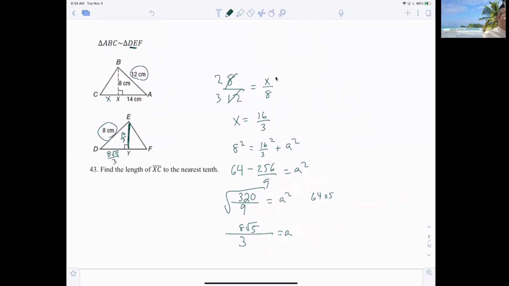And I still am looking for XC, which is this guy right here. Now, I can say that AB corresponds to DE, right? So I could now say 12 over XC is equal to 8 over 8 radical 5 over 3. Yeah, that was really hard. Is that right?